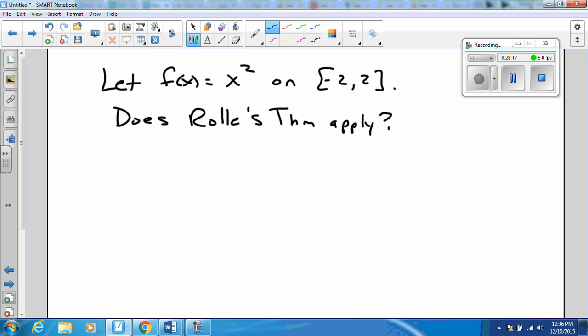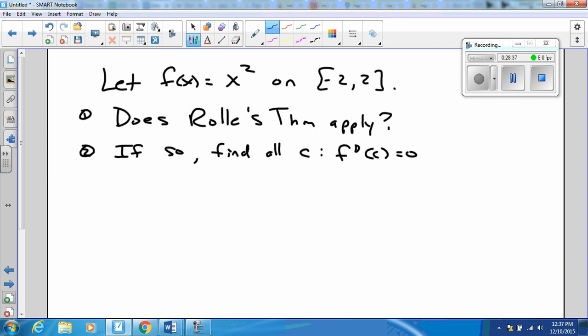Let's let f of x equal x squared on the interval -2 to 2. First question, does Rolle's theorem apply to it? And second question, if so, find all c such that f prime of c is equal to 0.